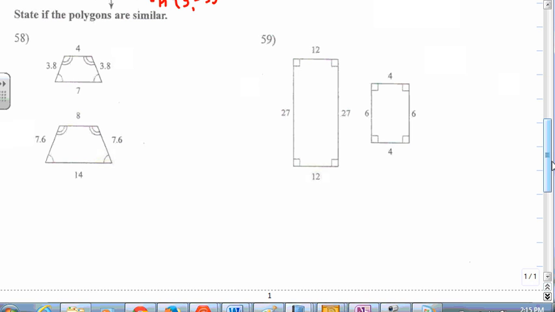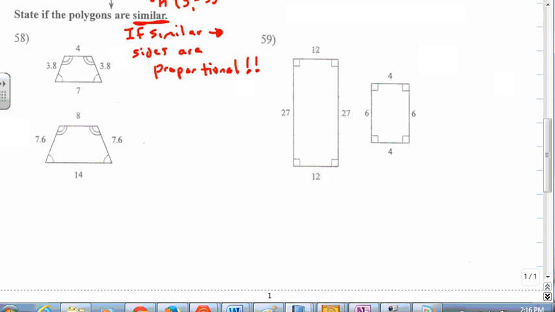Okay, we're trying to figure out if the polygons are similar. If polygons are similar, what do we know about their sides? Their sides are what? What can we set up? Proportion. So if they're similar, the sides have to be proportional. So we need to set it up and see if they are proportional. If they are, they're similar. If they're not, then they're not similar. So let's set it up.